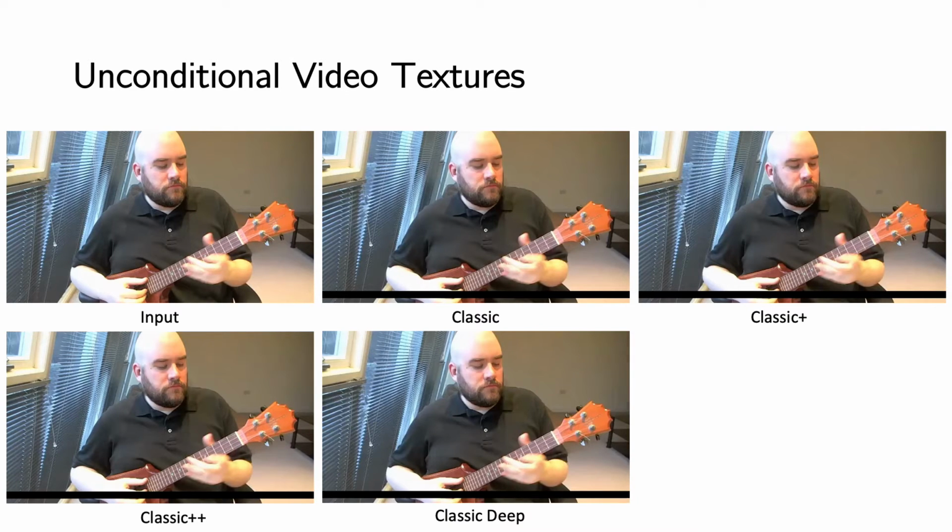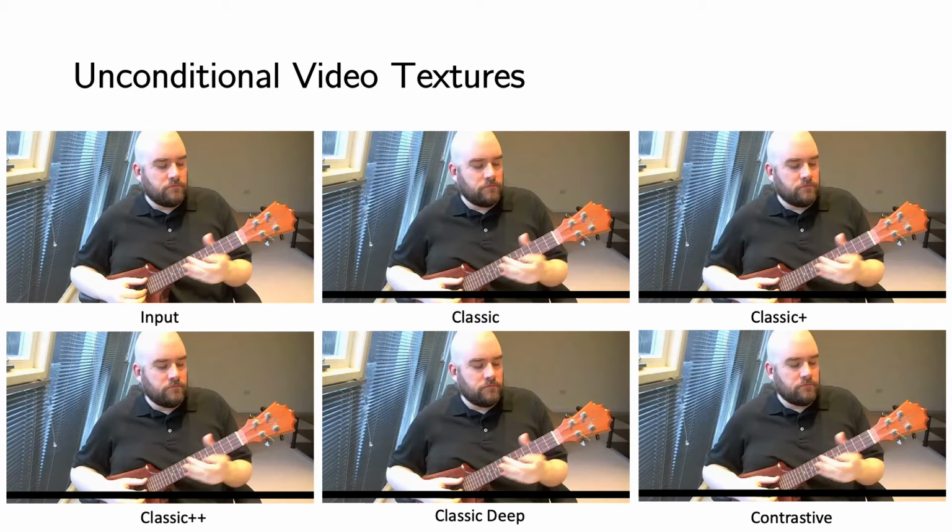Classic Deep uses ImageNet pre-trained ResNet features instead of raw pixel values. The output texture is choppy due to multiple poor transitions chosen by the model. And finally, here is the result from our method. The contrastive method is the most realistic and consistent with seamless transitions. The red bar transitioning to new positions indicates that our textures are dynamic and diverse.